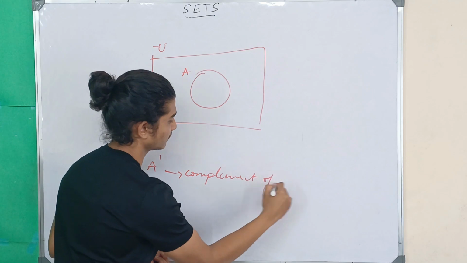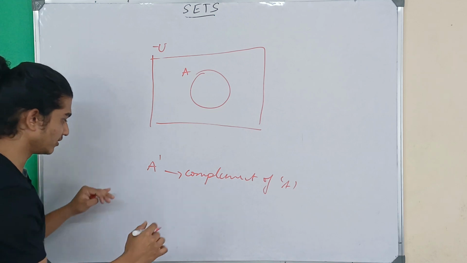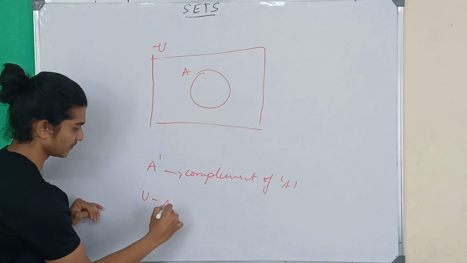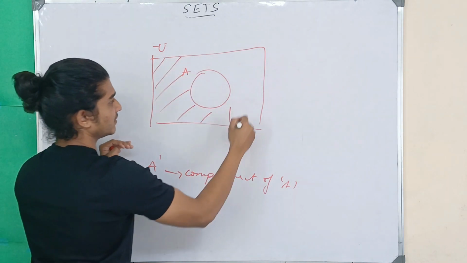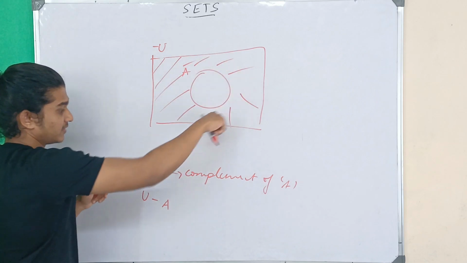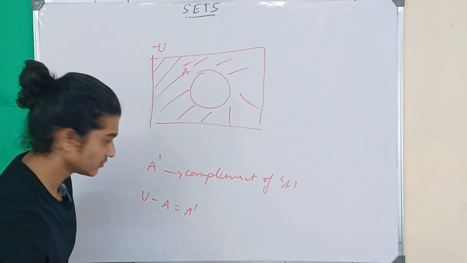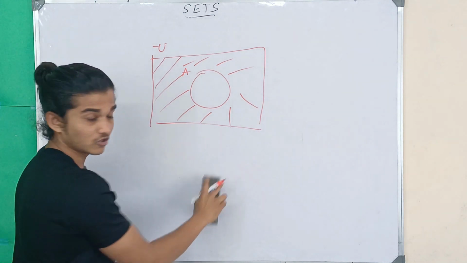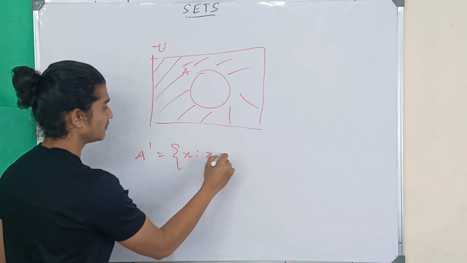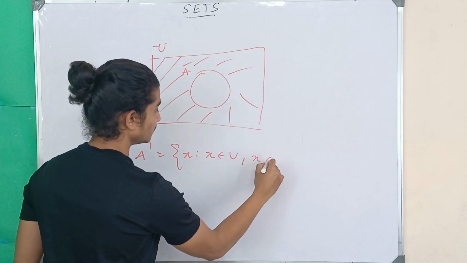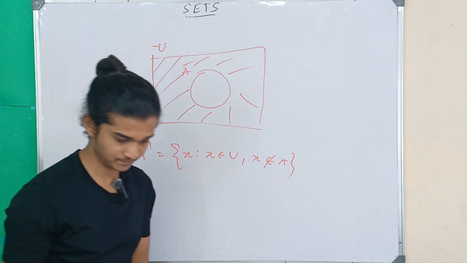Complement of A is basically everything apart from A, or in other terms, U minus A. What are the things in this Venn diagram which are apart from A? This area. So U minus A is equal to A dash. So this is basically the complement of a set. If you want to write the exact definition, A complement equals the set of all x such that x belongs to the universal set and x doesn't belong to A. So basically the complement of A is everything apart from A.